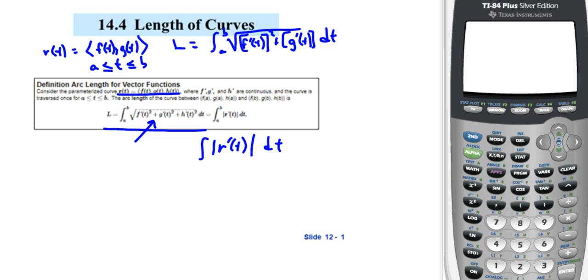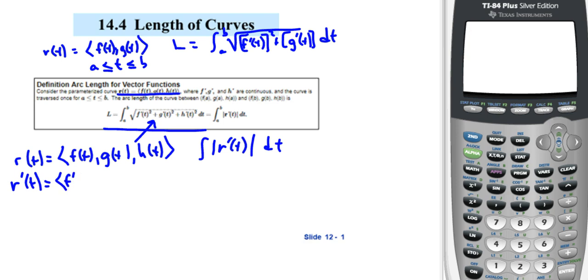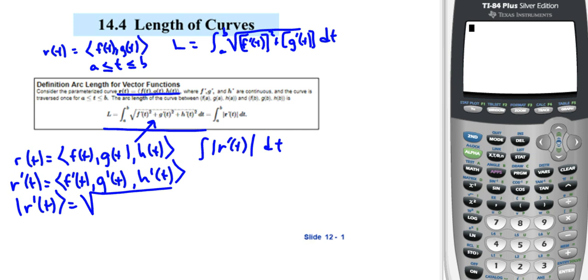Okay, because if r of t is f of t, g of t, h of t, then r prime of t is f prime of t, g prime of t, h prime of t. And so the magnitude of r prime of t looks just like that integrand.